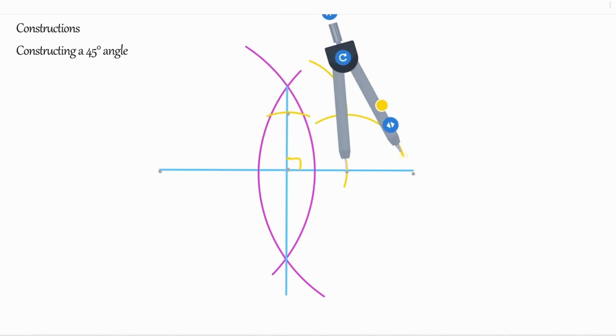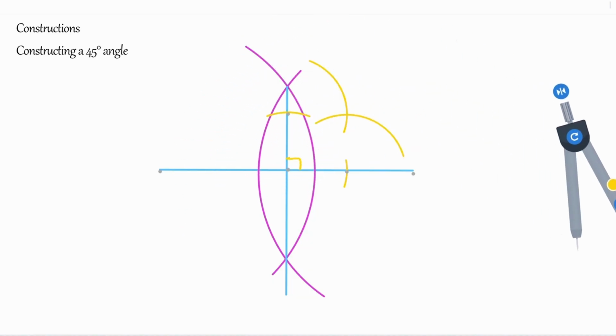So as we can see, the two yellow arcs in the middle are intersecting, and what we now have to do is take a ruler and draw a line from the point of intersection of the arcs to the corner of the right angle. And what we now have there is a 45-degree angle.